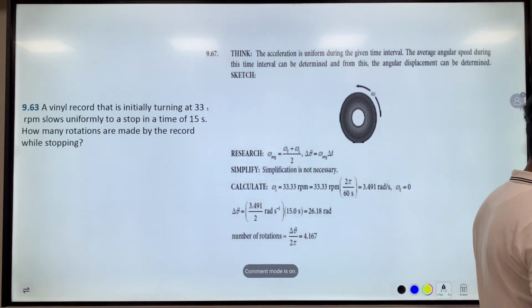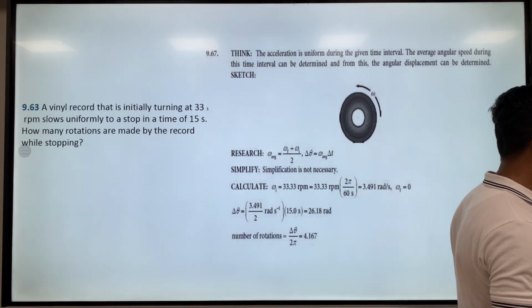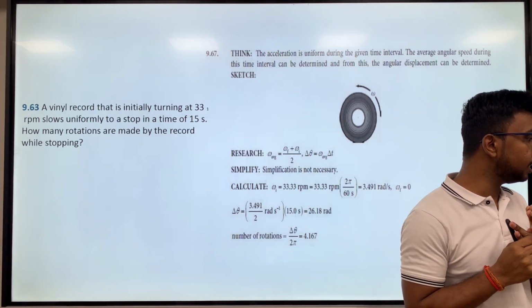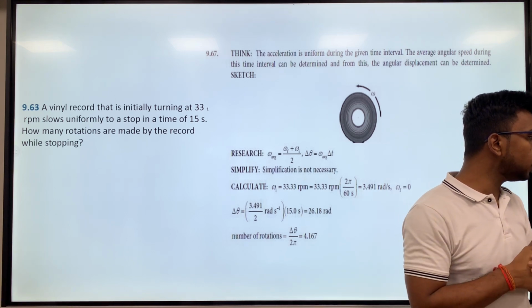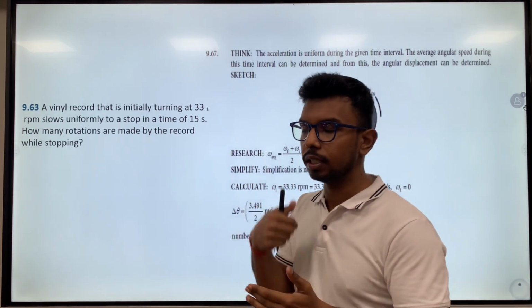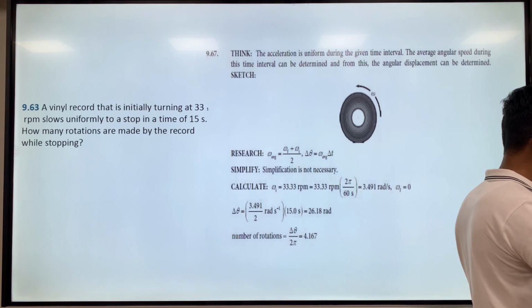A vinyl record that is initially turning at 33 rpm slows uniformly to stop in a time of 15 seconds. So I have omega final is 0, omega initial is 33 rpm, which you can change. How many rotations are made by the record? First find out the angular displacement delta theta using the equations. Once you have that, divide by 2 pi, and you will have the number of rotations.